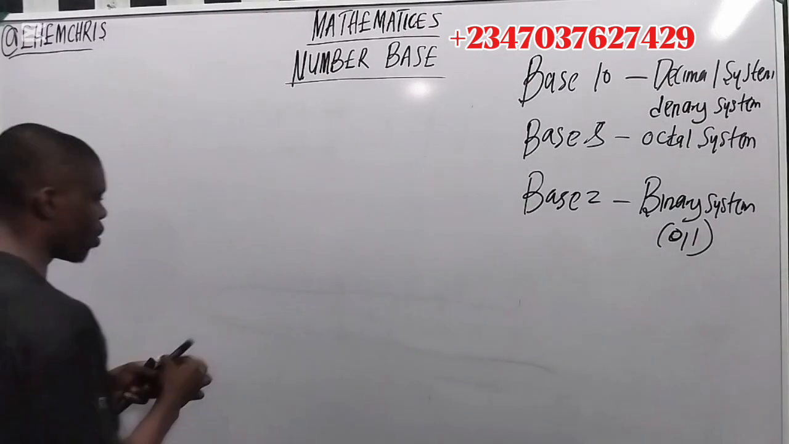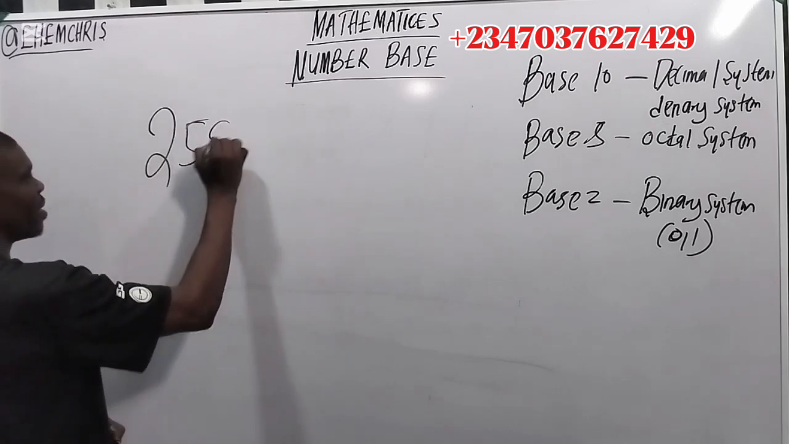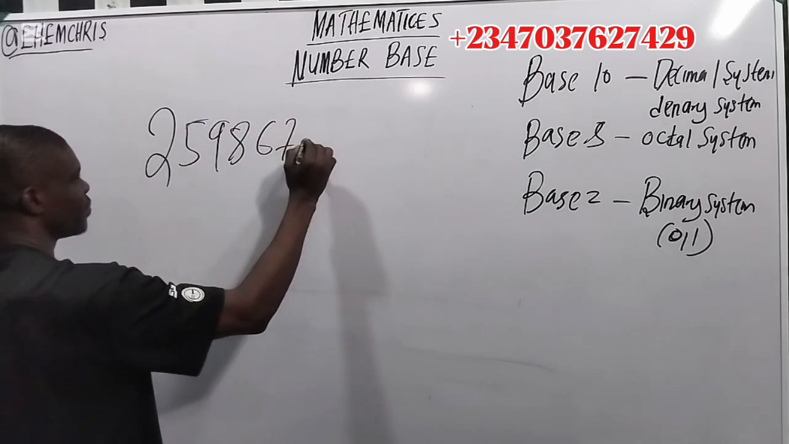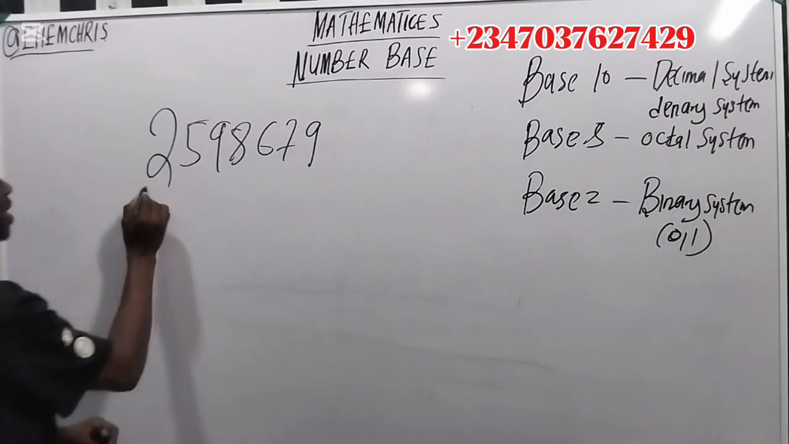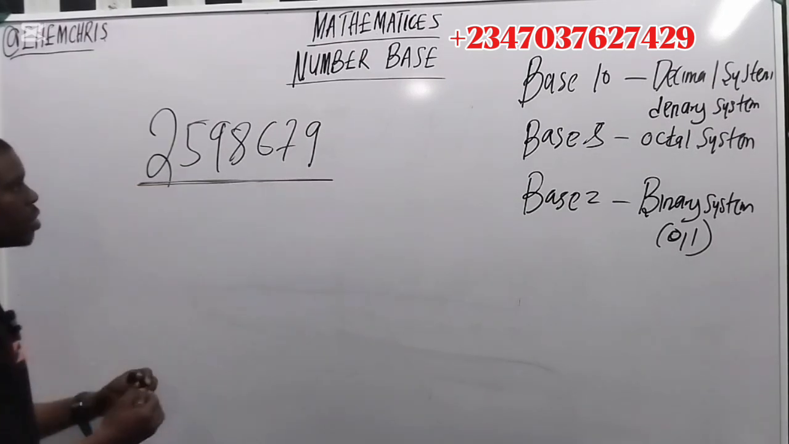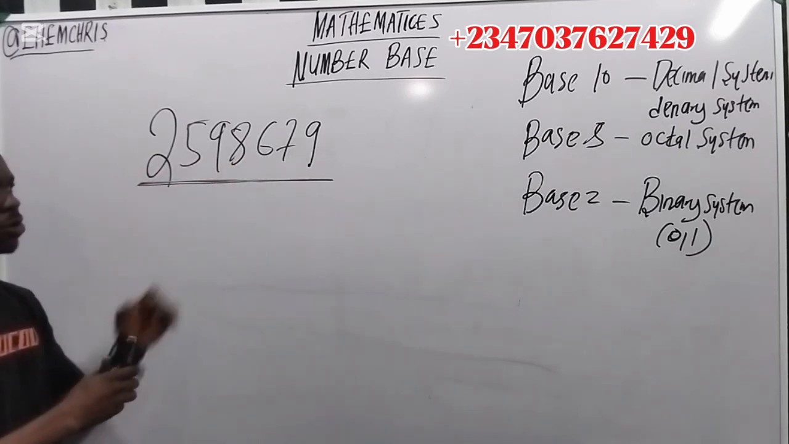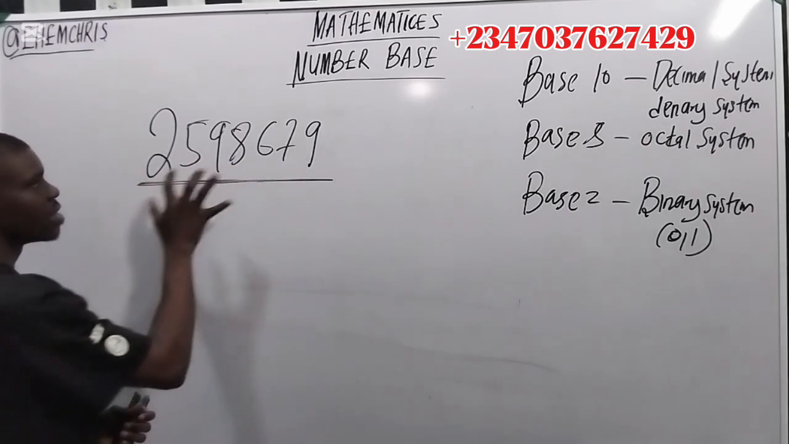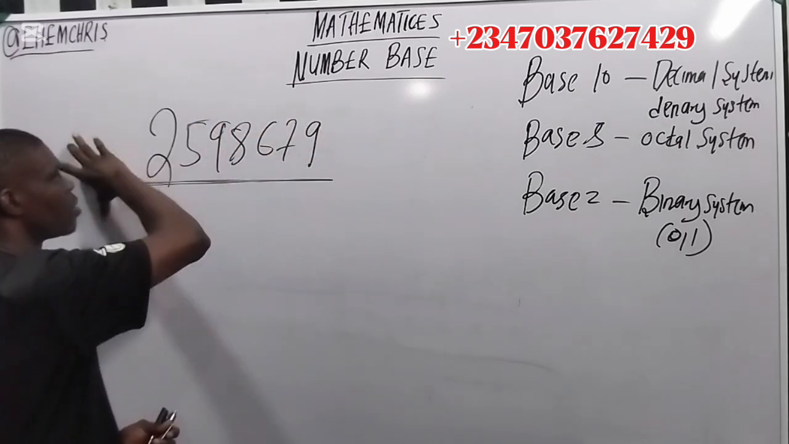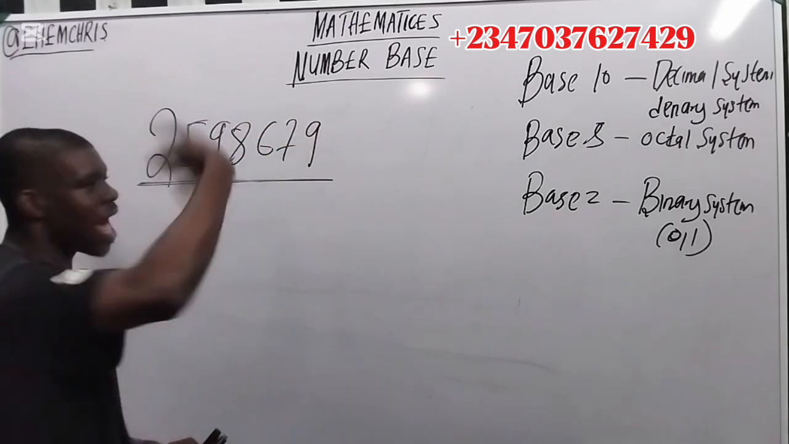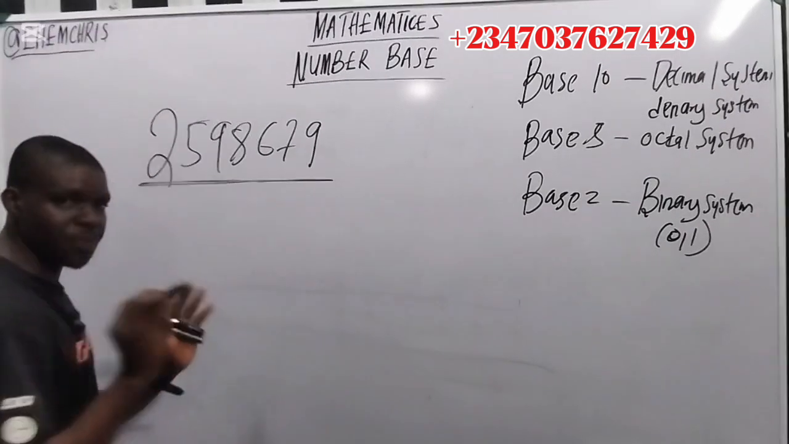Remember, if for example we have 2, 5, 9, 8, 6, 7, 9, this is a large number, a large figure. Each of these digits that make up this value has its own place value. Please pay attention here.